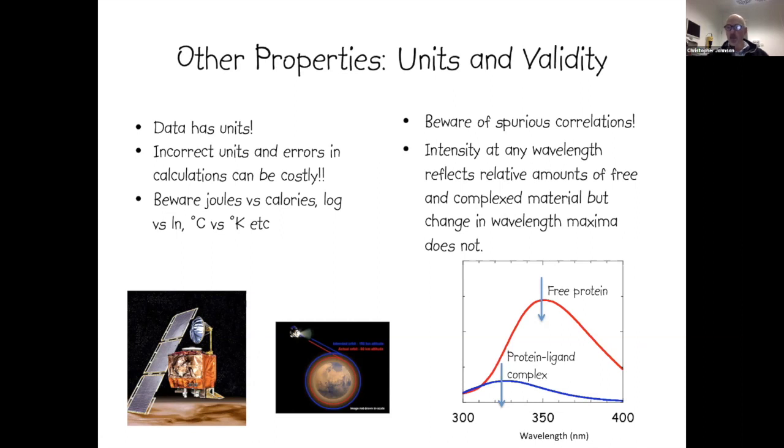But the change in wavelength maxima, which would be the shift between this wavelength and this wavelength, is not a function of state, because there's a convolution of both intensity and wavelength maxima. So in this case, measuring the spectral maxima wavelength is not a valid way of looking at this equilibrium.